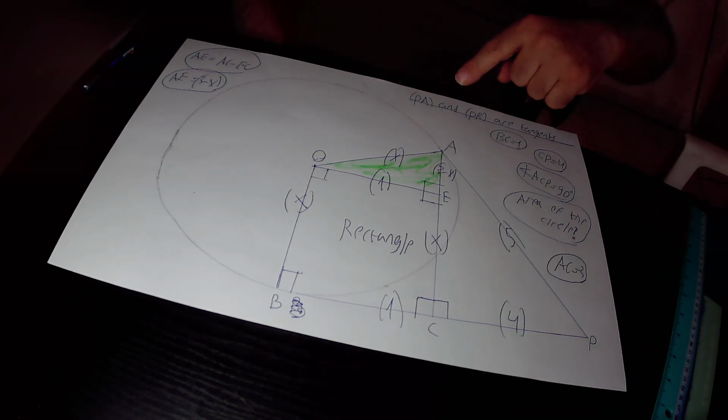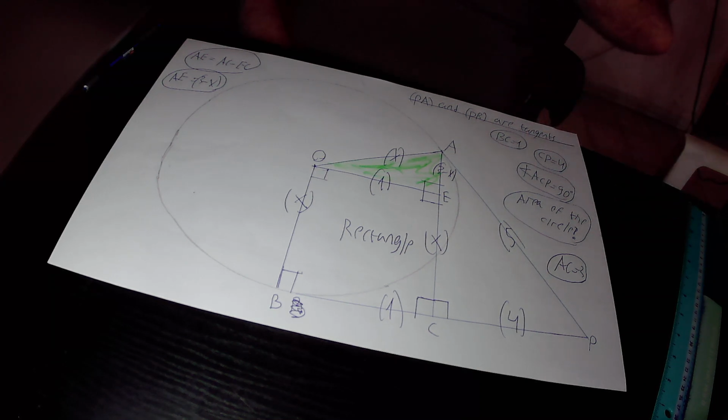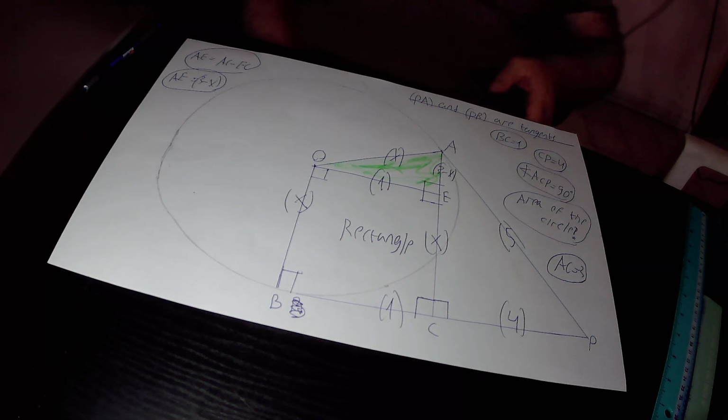In the next step, I copied the right triangle ACP onto a new page and implemented the Pythagoras theorem. This right triangle, triangle ACP. According to the Pythagoras theorem, in any right triangle, the square of the hypotenuse is equal to the sum of the squares of the perpendicular sides.